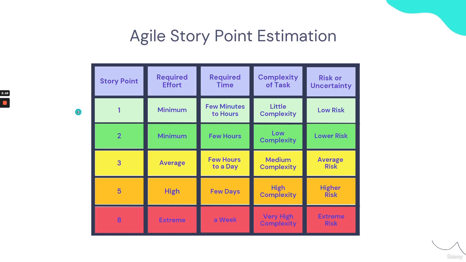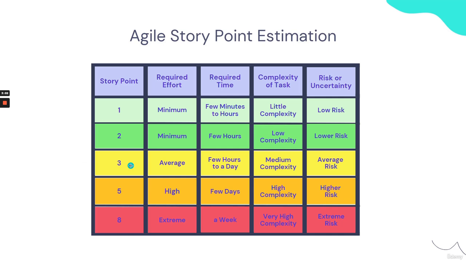Some user stories that are usually assigned a story point of 1 include things like documentation or note-taking. A story point of 2 is minimum required effort, takes about a few hours, is low complexity, and also lower risk. A point of 2 can be something like installation of a programming language such as Java or setting up a very easy plugin.